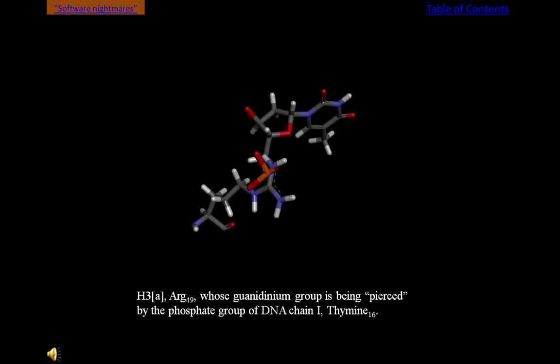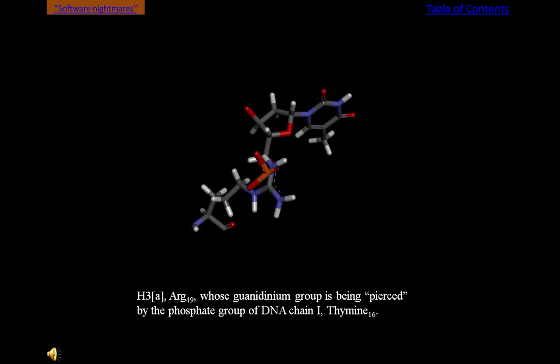Here's a close-up of the problem. This is a detail from H3A helix 0 at the start of the loop leading to helix sub-0, showing the guanidinium group of arginine 49 being pierced by the phosphate group of DNA chain 1, thymine 16. I'm fairly certain that this is an arginine rotamer problem, easily corrected, but I no longer have software with which to make the correction. So I guess someone else will have to do it.